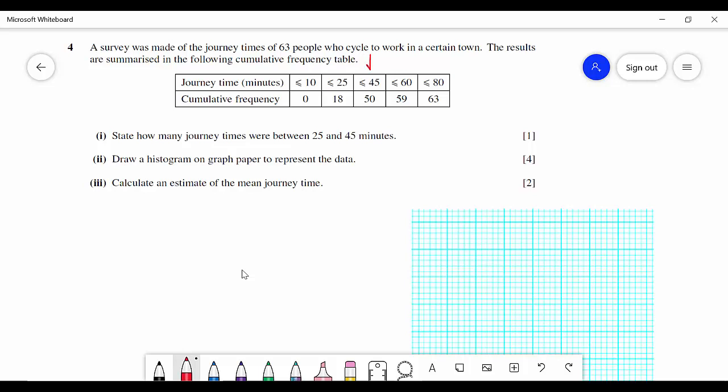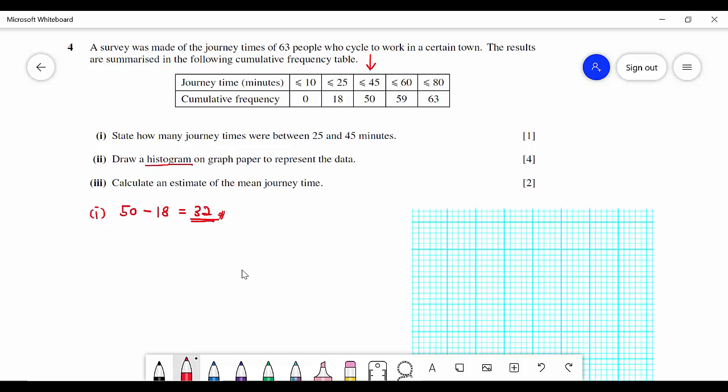Since this is a cumulative frequency table, to get the original frequency for the class from 25 to 45, you have to take the cumulative frequency minus the previous cumulative frequency, which is 50 minus 18. And you get 32 as the frequency for the class 25 to 45 minutes. For the second part, they want you to draw a histogram on graph paper to represent the data.